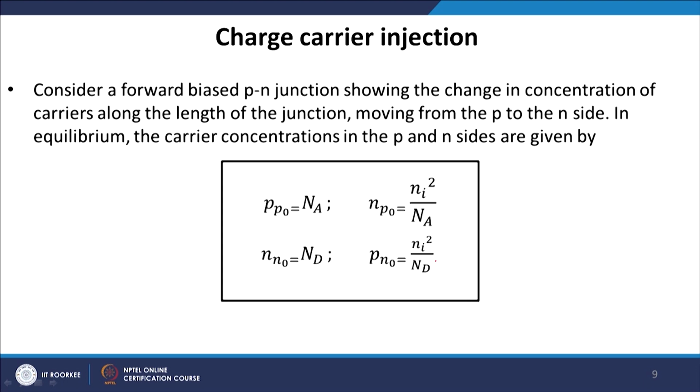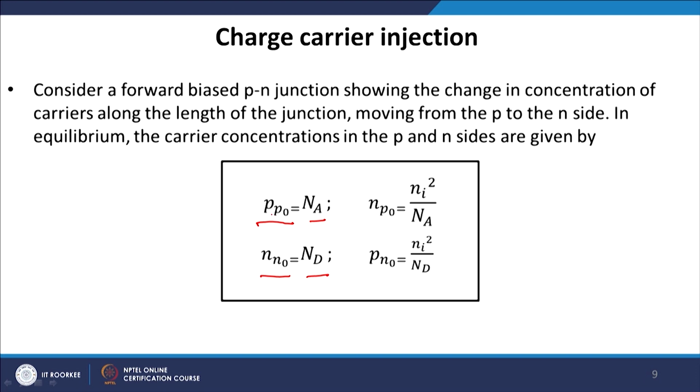What does it mean here? PPO, that is the whole concentration in the P side. Obviously, the whole concentration is coming from the acceptor impurity. So, that is why we put it as Na. And NNO is the electron concentration at the N side, and where is it coming from? It is due to the donor impurity. So, the electron concentration is basically equal to the donor atom concentration Nd.